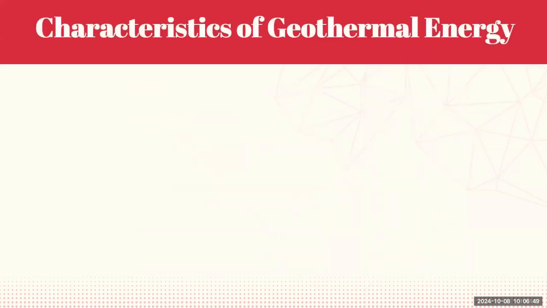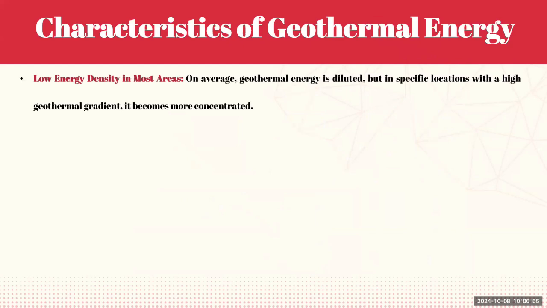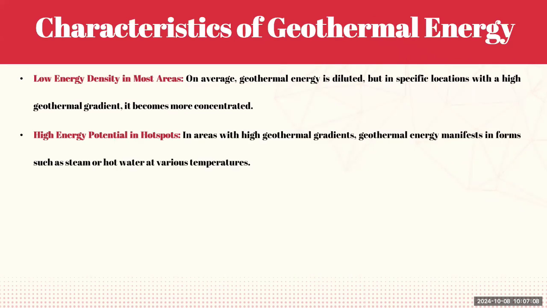This process allows us to tap into the Earth's heat and bring it to the surface for power generation. So let's explore some key characteristics of geothermal energy. Well, first, geothermal energy has low energy density in most areas, meaning it's spread out. However, in specific regions with a high geothermal gradient, such as the volcanic areas, for example, it becomes more concentrated. Next, geothermal energy has high energy potential in hotspots where it manifests as steam or hot water, which can be used to generate electricity or heat.